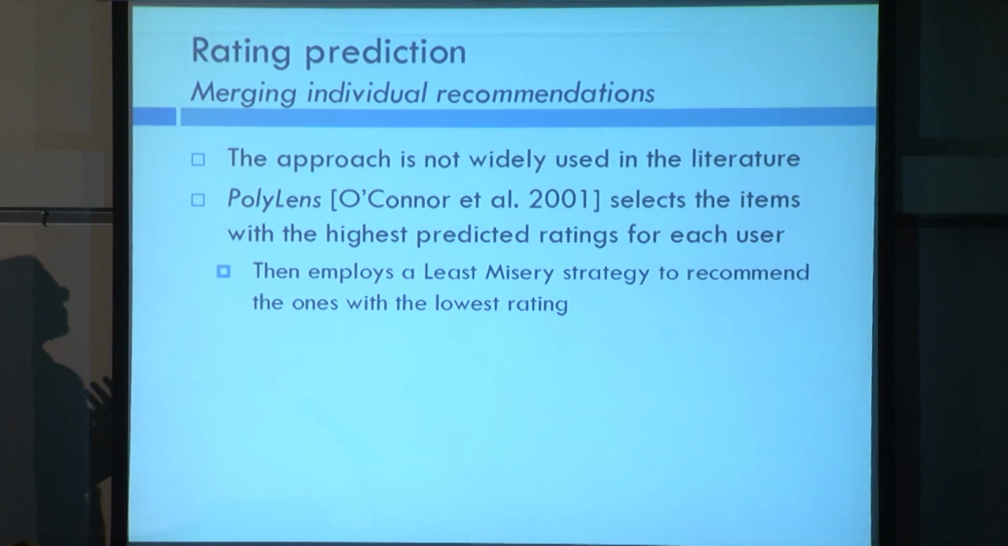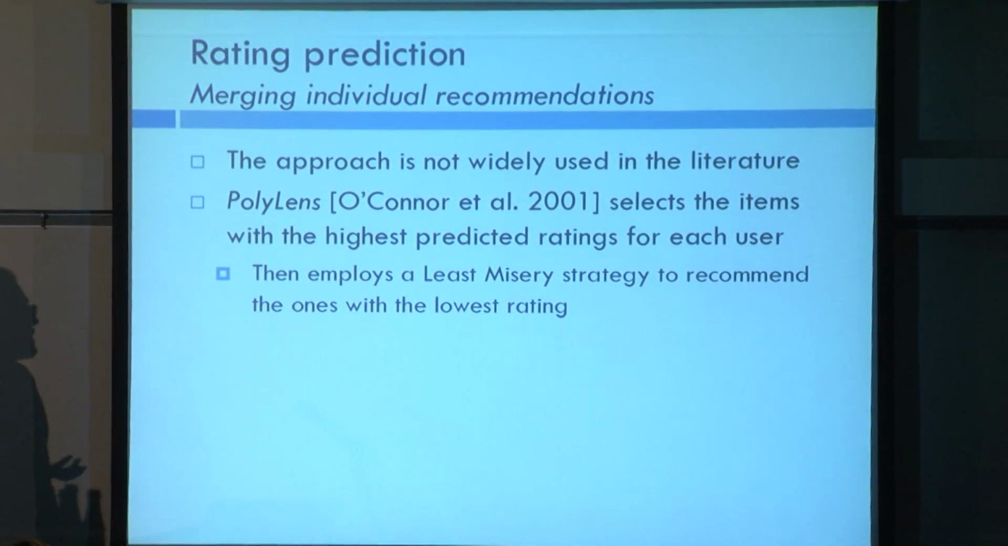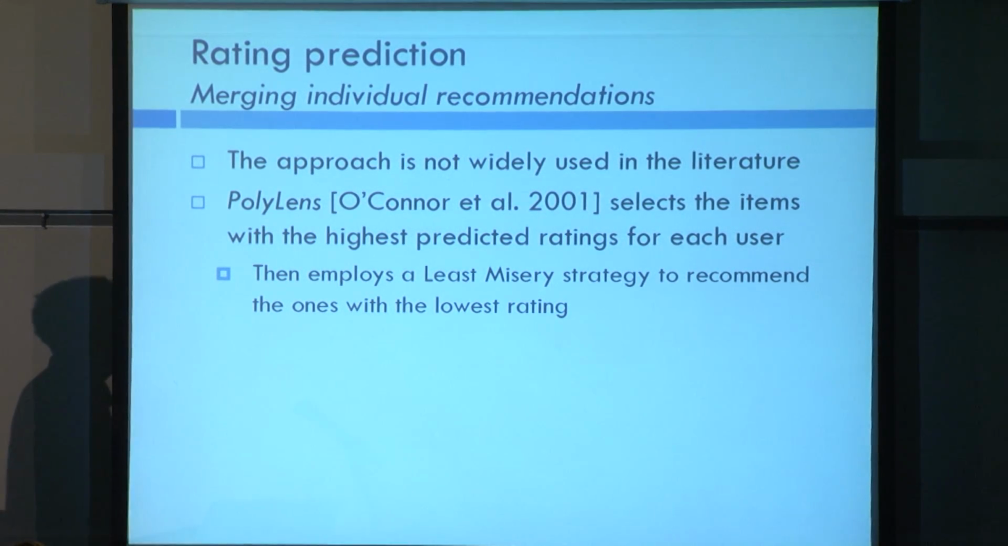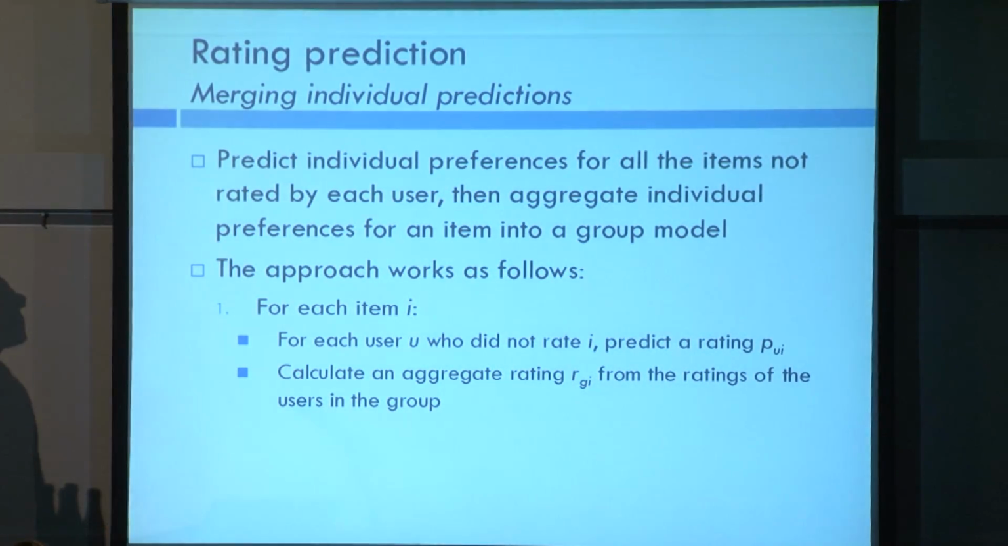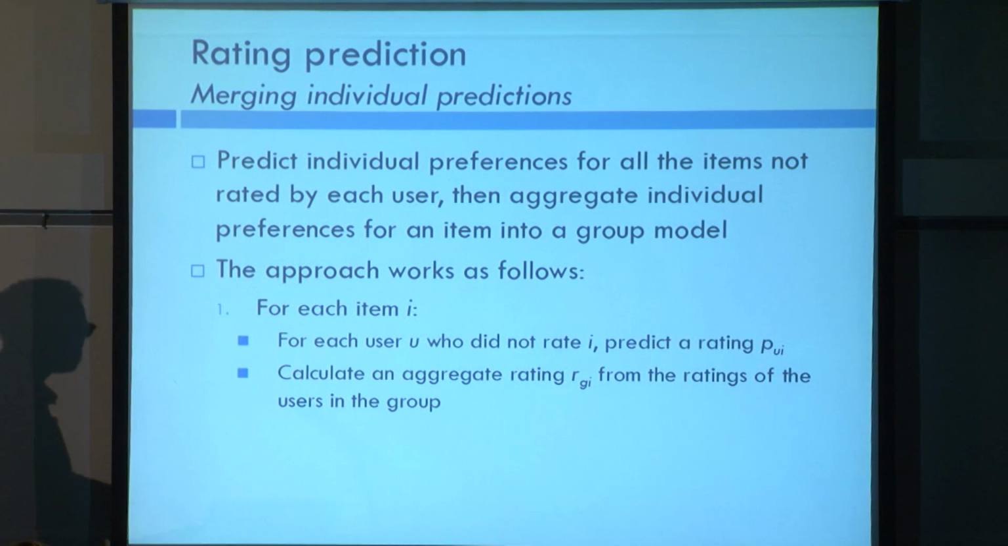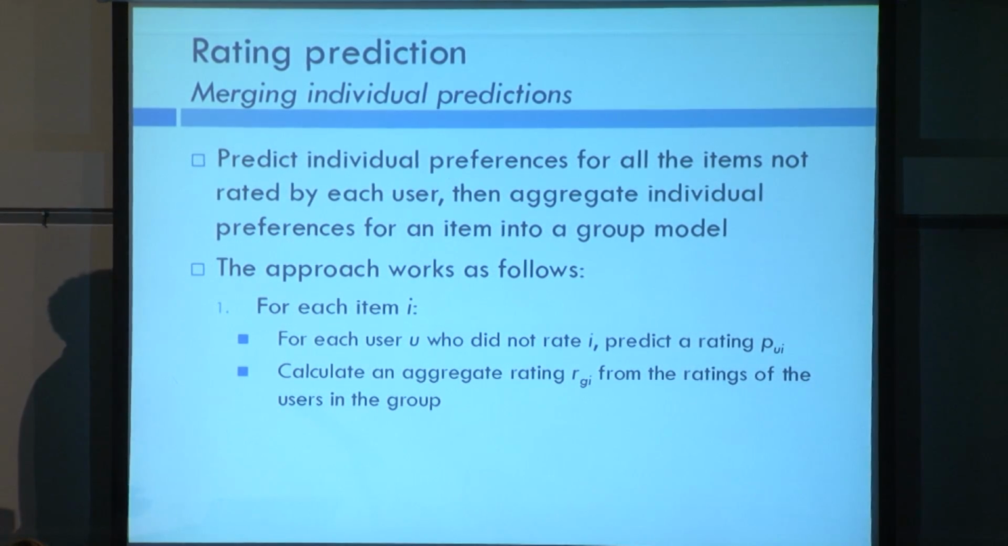This approach has not been widely used in the literature, but Polylens, which, if you remember, is the system that recommends movies to watch for a small group of users, selects the item with the highest predicted ratings for each user, and, as I said earlier, it employs a least misery strategy to recommend the one with the lowest rating. Moving to the last family of approaches, we have the one that merges individual predictions. So, the approach is very similar. Again, we build individual predictions for each user, and then instead of considering just the top n items with the highest predicted ratings, we calculate an aggregate rating considering all the predictions that have been built for each user.